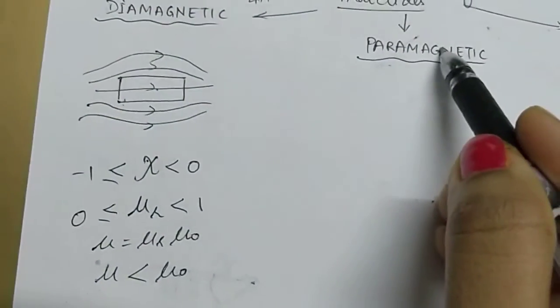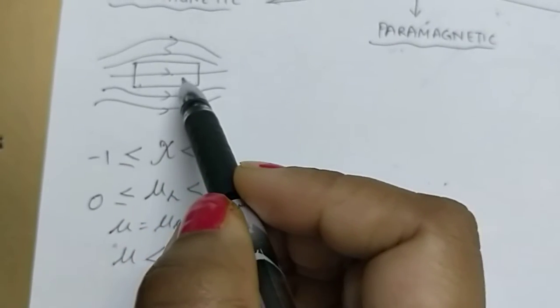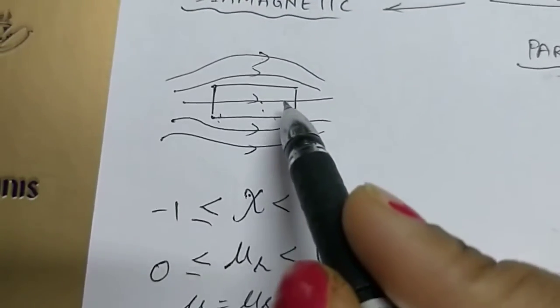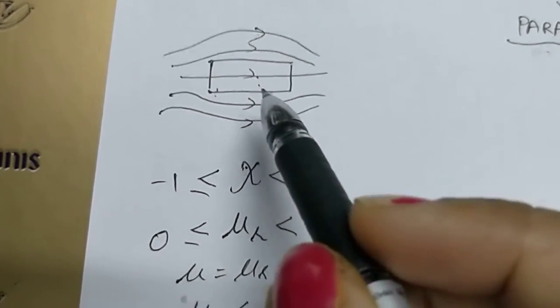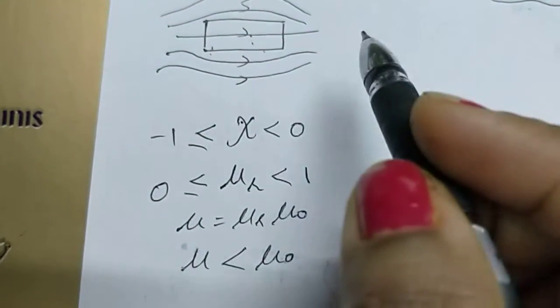But if you have a paramagnetic material, what will happen? It will show a very weak magnetic property in an external magnetic field, but the direction is different. Unlike a ferromagnet, where a magnet attracts another magnet, here there will be a slight repulsion.